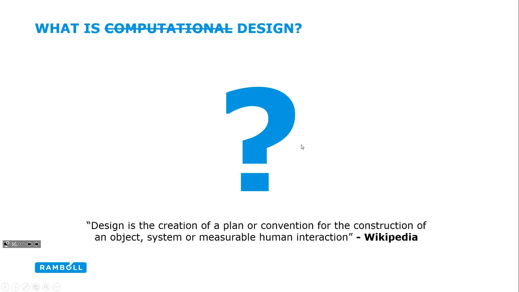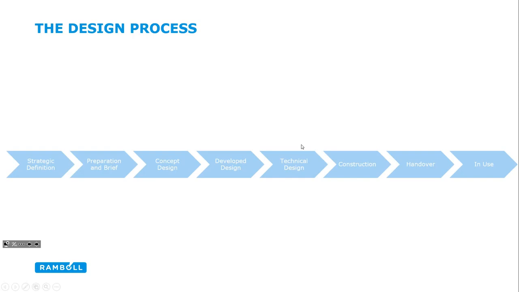And I especially like the part of this, which is a plan or convention for the construction of something. So it's not an object itself, it's how you go about building that object. And design is also a process. So what I've got up on the screen here is the standard RIBA stages that you go through in a construction project. So these are kind of rigidly defined.